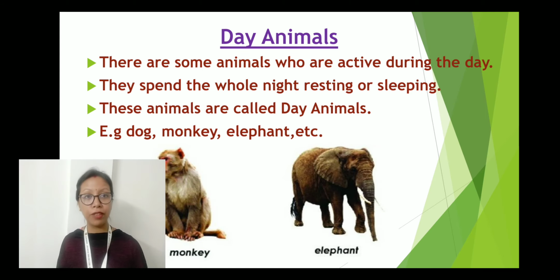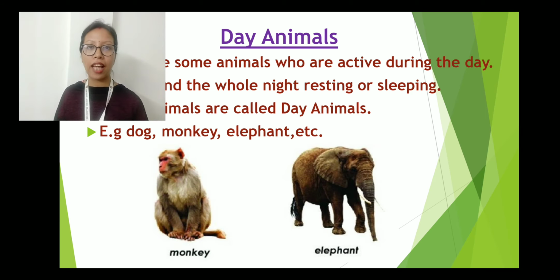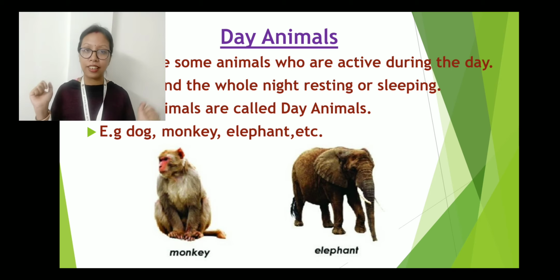For example, we have the dog, monkey, elephant. There are lots and lots of animals like cow, buffaloes, goat, cat. So you can name a lot. So these animals are actually day animals. You will find them active, you will find them eating grass, you will find them on the roads, you will find them walking here and there, grazing during the daytime.